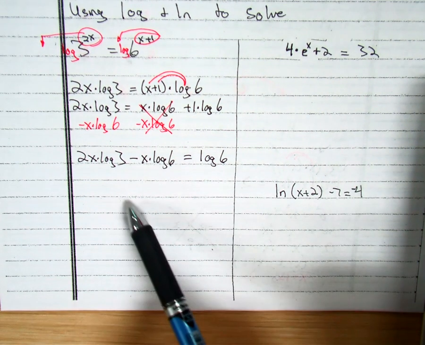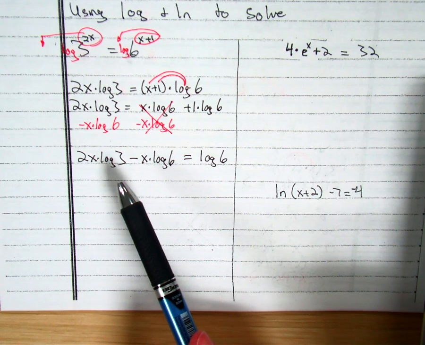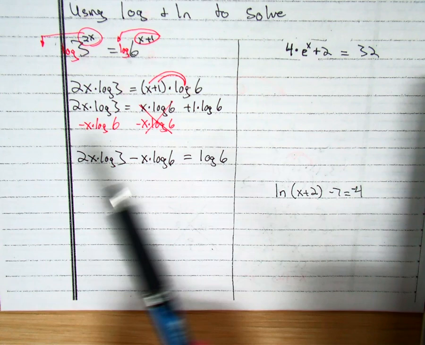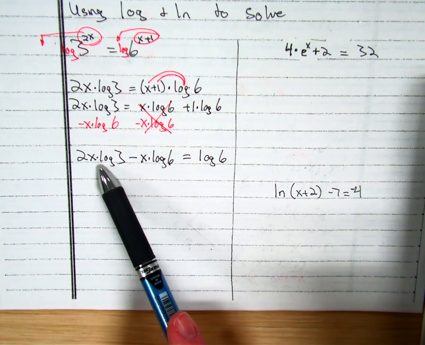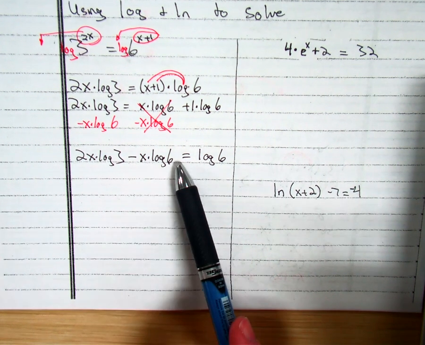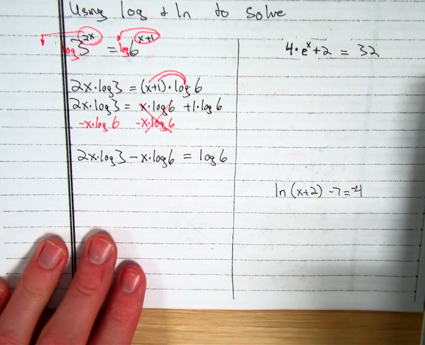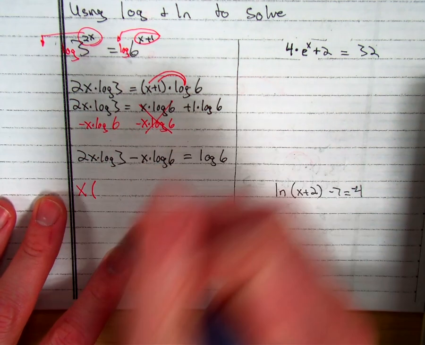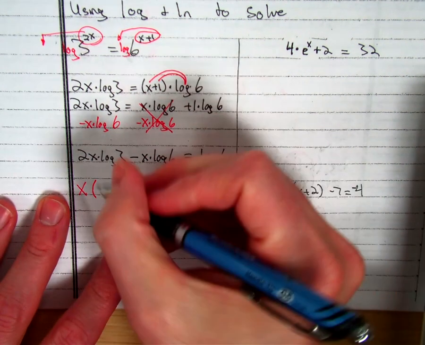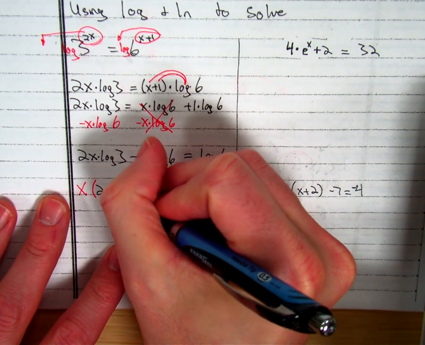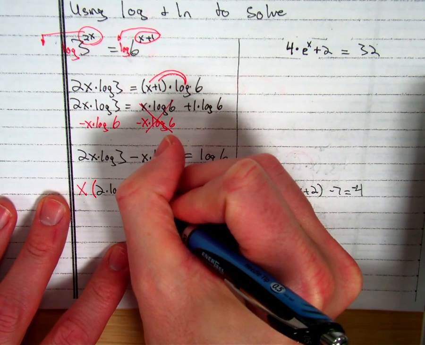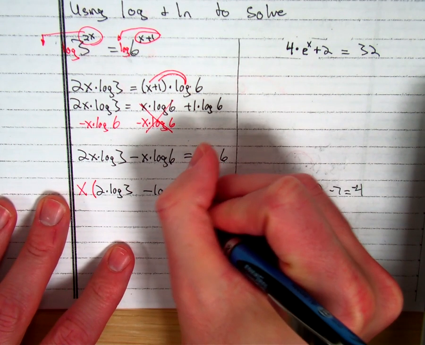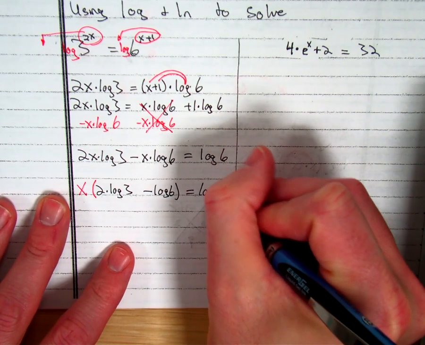Okay, why did we want everything with an x on the left-hand side? Now we have everything with an x on the left-hand side, everything without an x on the right-hand side. And if everything over here has an x, I can take that x out in front. We can factor an x out in front. And now we'll just have 2 times log of 3, and we already used that x, we took it out in front, minus log of 6 equals log 6.